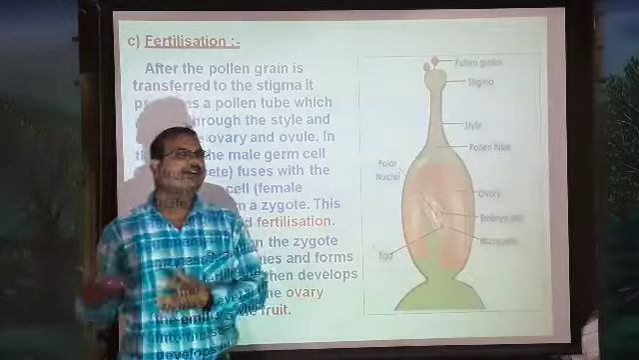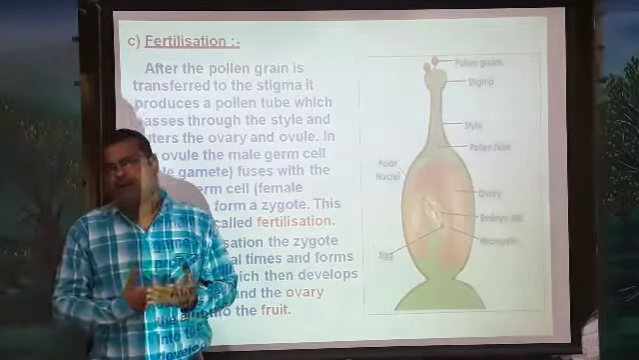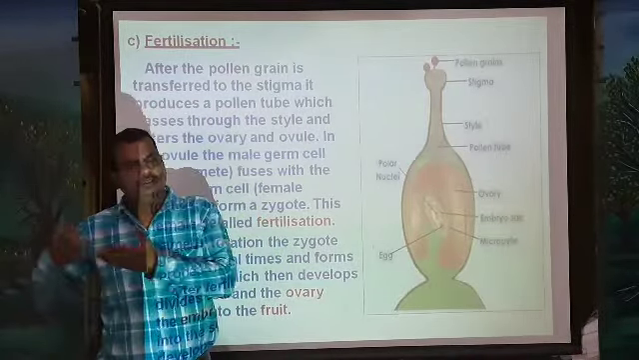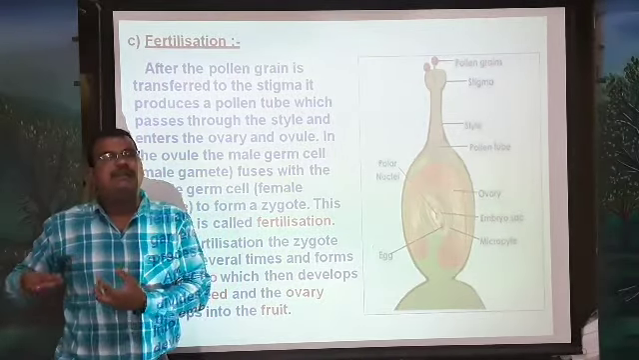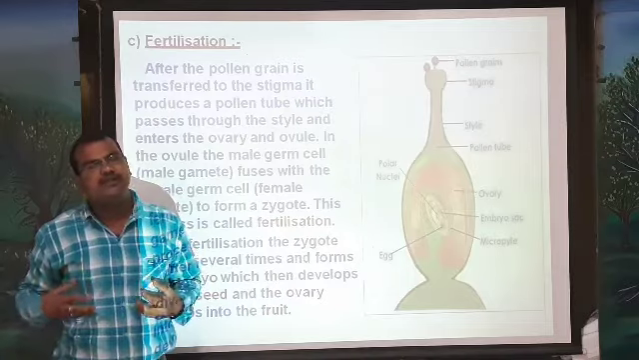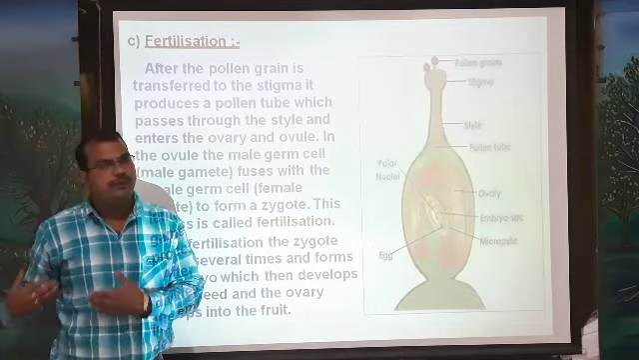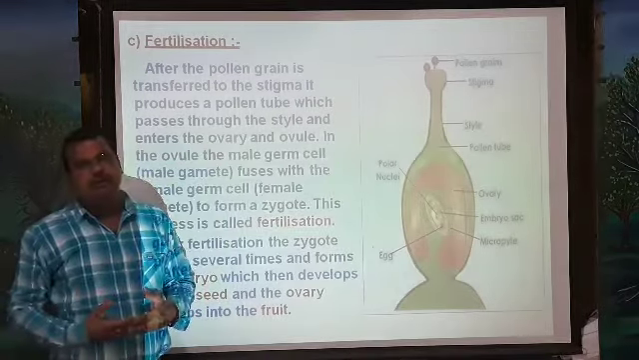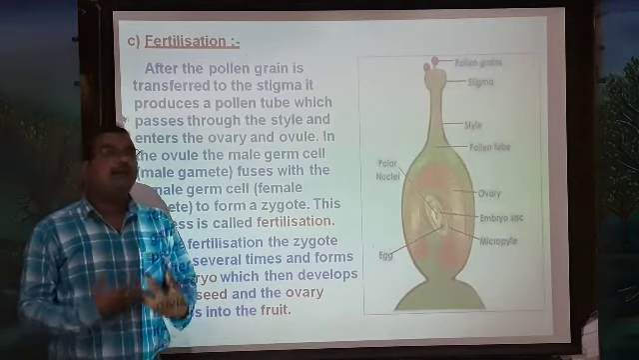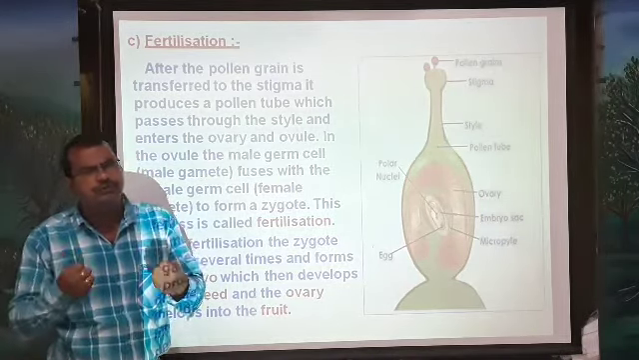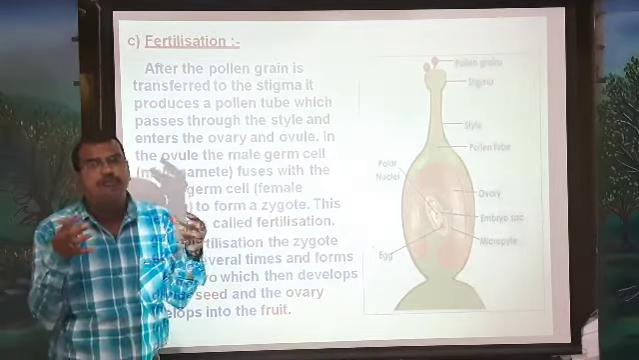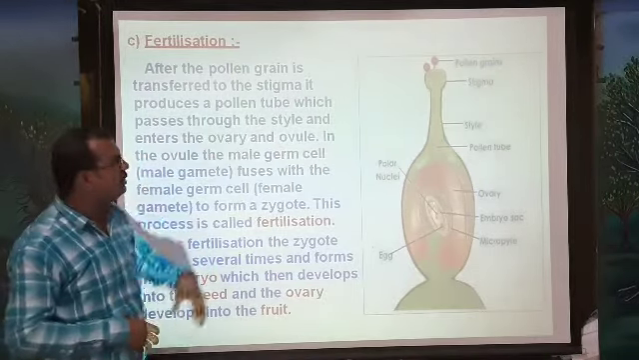Next we go to fertilization. After pollination, what happens? During pollination, only the pollen gets transferred from anther to stigma. After that, these gametes have to fuse, that is, the pollen grain has to fuse with the ovule. The fusion of these gametes is nothing but called fertilization.